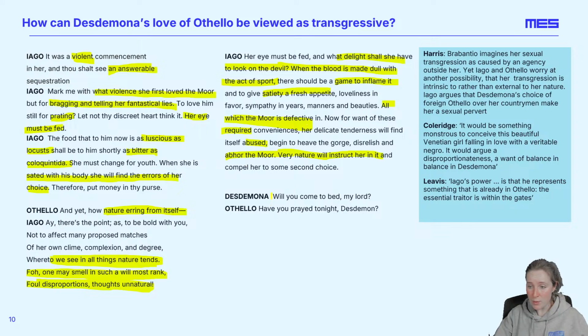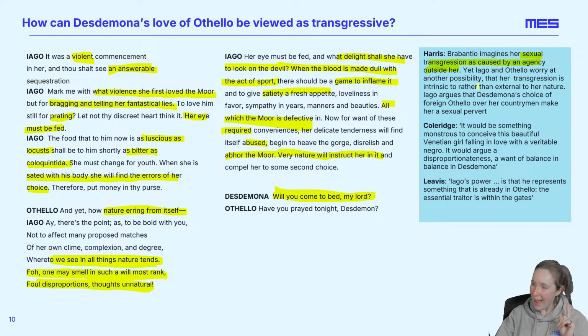And Desdemona said, will you come to bed, my lord? Again, this is an invitation to sleep with her. This is not something nice young Jacobean women did. Harris says, Brabantio imagines her sexual transgression as caused by an agency outside herself. So essentially he says her transgression was caused by witchcraft, something that wasn't to do with her character.